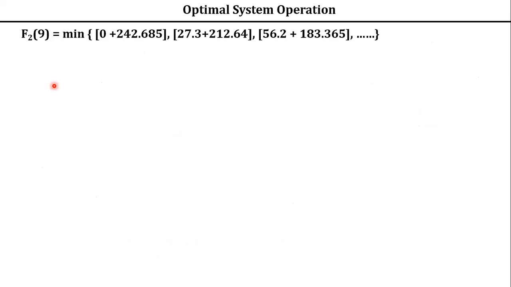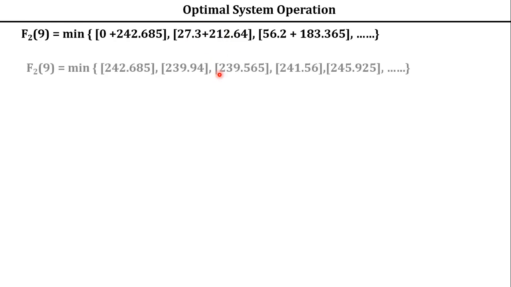Okay, now fine, you got the values. Now I am writing the values. F2 of 9 is equal to the first combination value, second combination value, third combination value, fourth combination value. All the values you have to write. You already evaluated the first combination value and the second combination value, so I am writing it here.